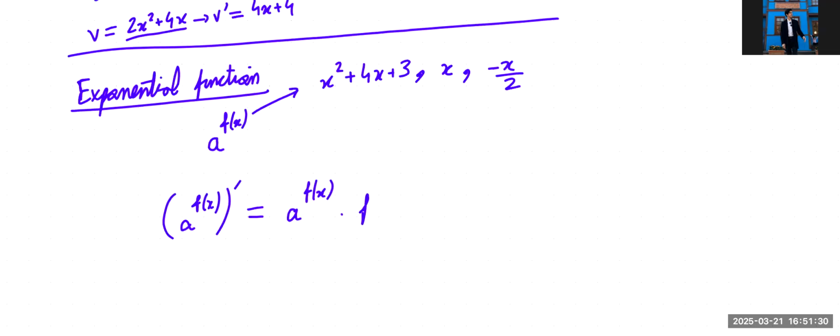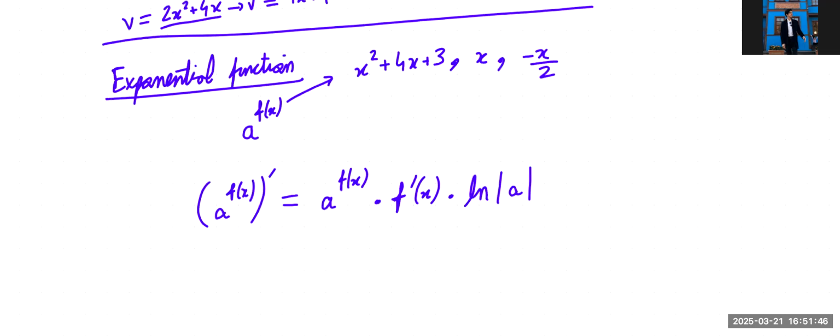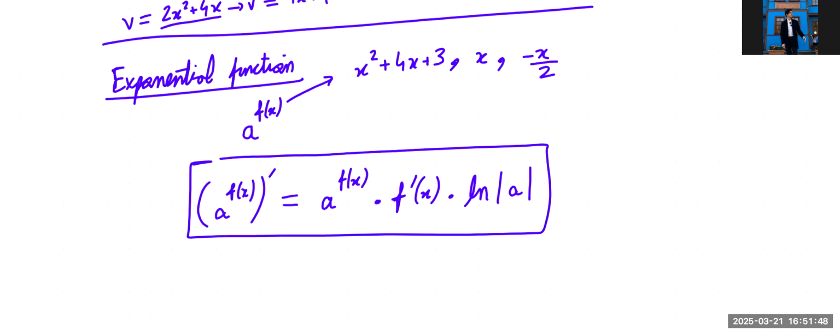So as you can see, this feels like the chain rule because you're doing the outside first and then multiplying by the derivative of the inside. And just one last step, also multiply by natural log of whatever the base is. Okay, so if a is the base, natural log of the base. Okay, so this is the derivative of an exponential function.